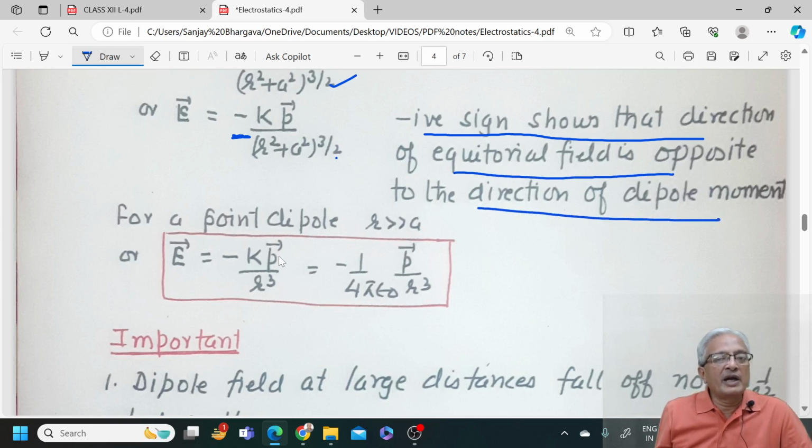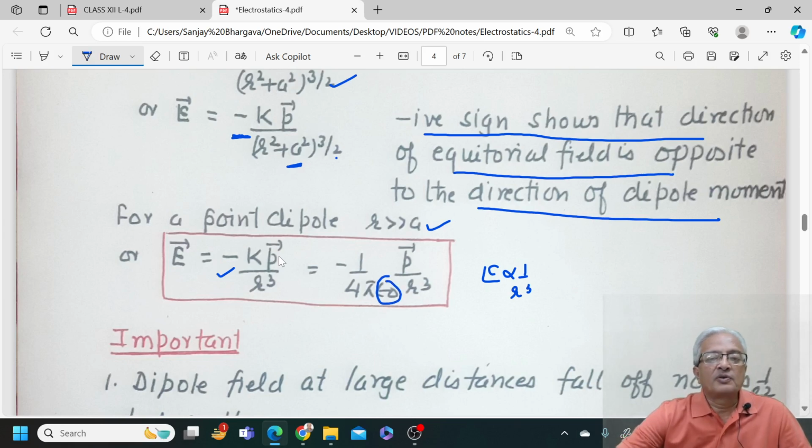What is the condition of the ideal dipole? R must be very much greater than A. On that condition, R square plus A square can be written as R cube, neglecting A square now. So I have the relation E is equal to minus Kp upon R cube. K can also be written as 1 upon 4 pi epsilon 0. So once again, what we observe, electric field is once again proportional to 1 upon R cube, and there is dependence on the nature of the medium.